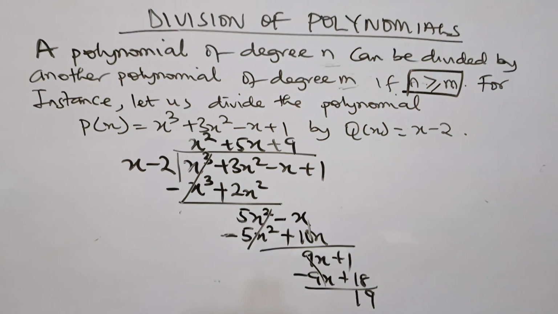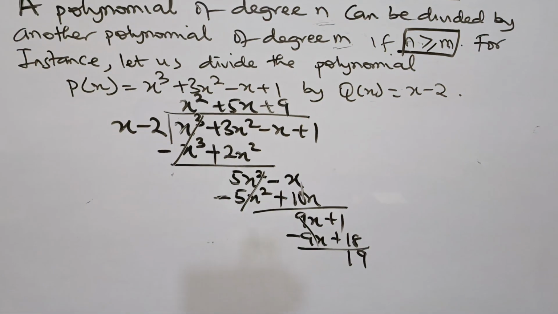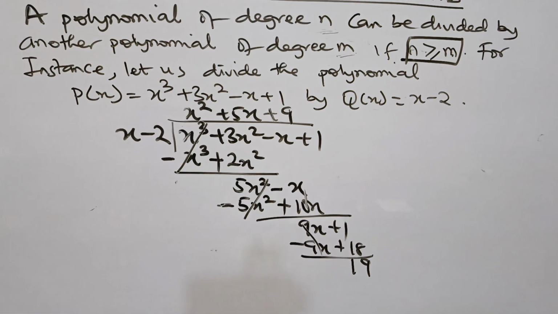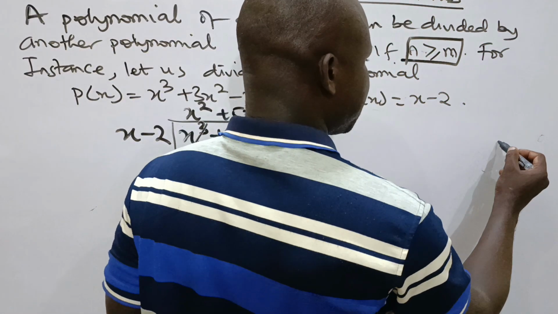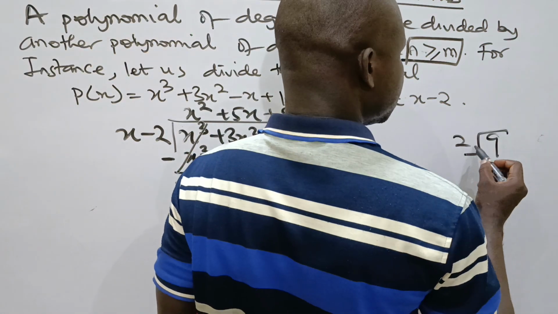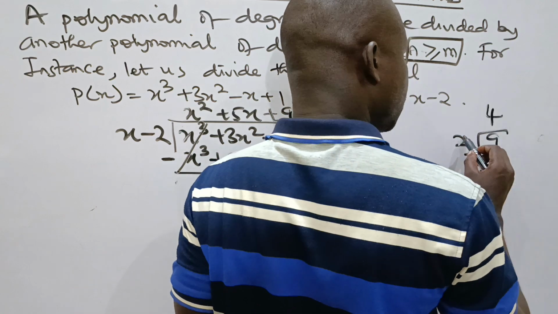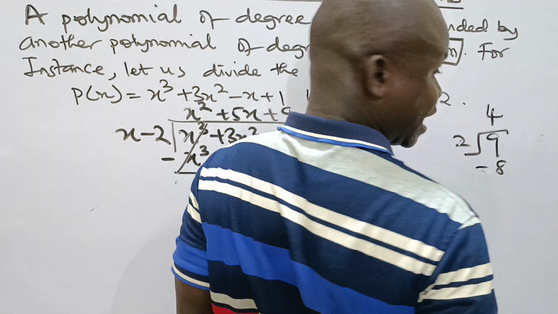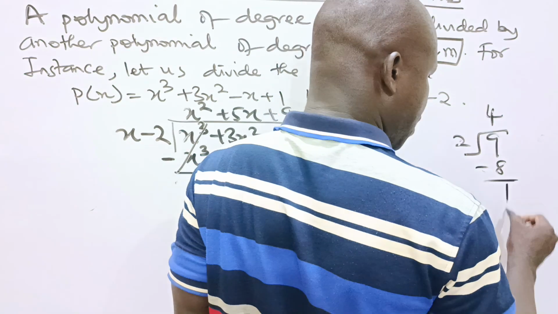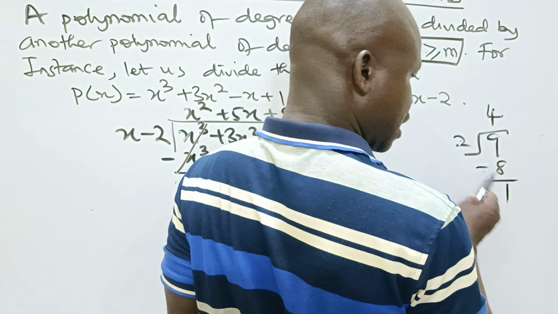I want us to check something here. The remainder is 19. So what can we deduce here? It is just like when we have 9 divided by 2. How many times will 2 divide 9? 4 times. 4 times 2 is 8. We subtract, then that will be 1. Then 2 cannot divide 1. This is how we leave it.